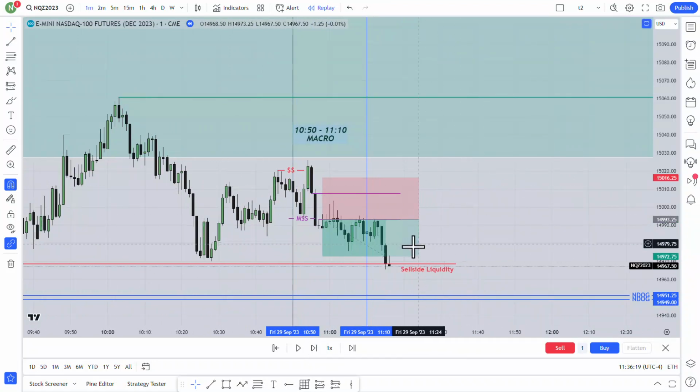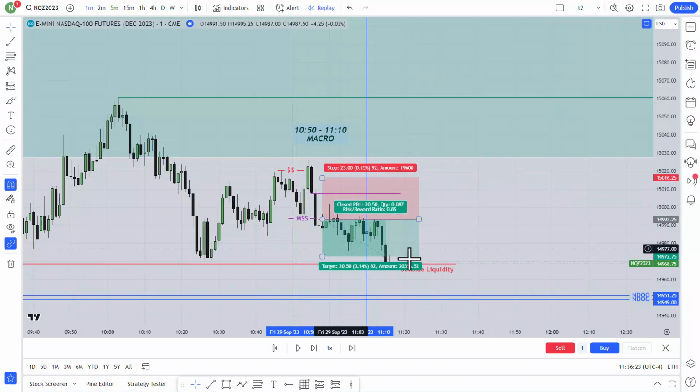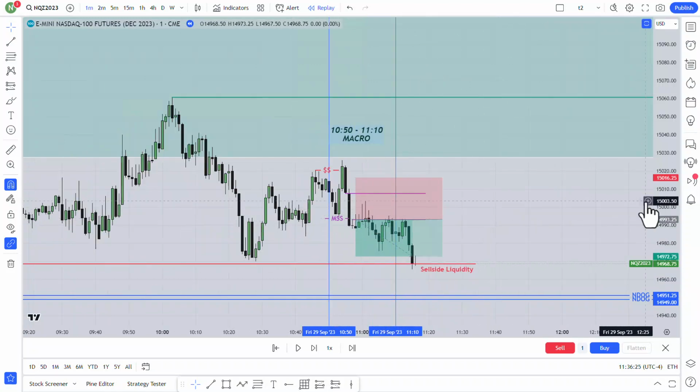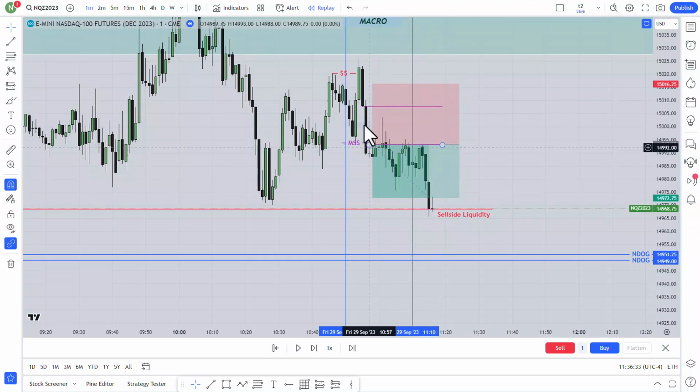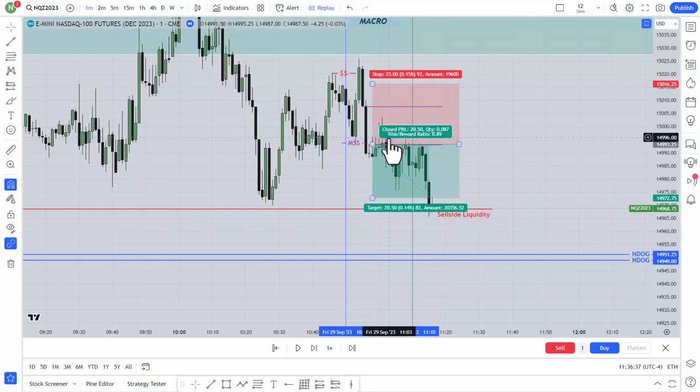In that specific candle, your trade is over. Now, I told you when it was happening that it's a high resistance liquidity run. What I mean by that is, if you see this time frame, the 10:50 to 11, I was expecting that the market will go lower.